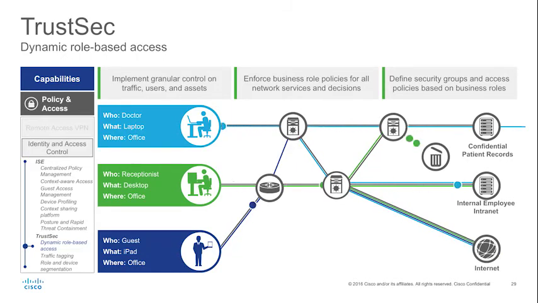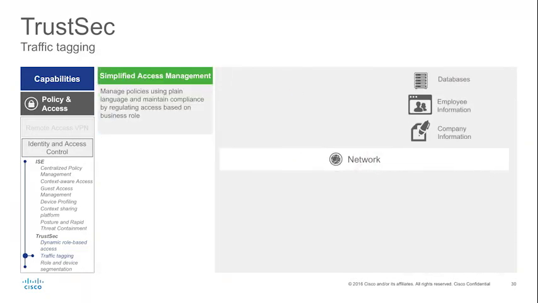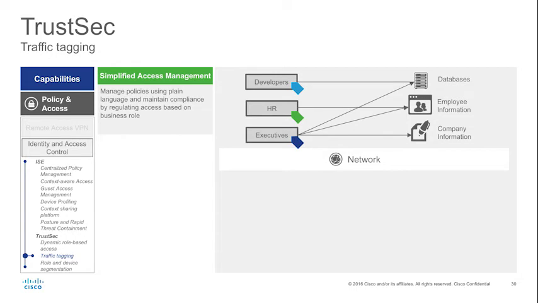TrustSec also contributes to and benefits from superior visibility with its traffic tagging feature. TrustSec assigns a security group tag to the user's or device's traffic at ingress, and then enforces the access policy based on the tag elsewhere in the infrastructure. The security group tag is used by switches, routers, and firewalls to make forwarding decisions. It works by categorizing and tagging devices and then using those tags to push policies and regulate access.